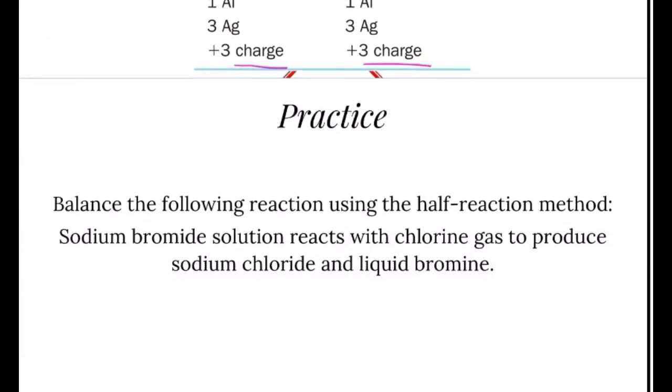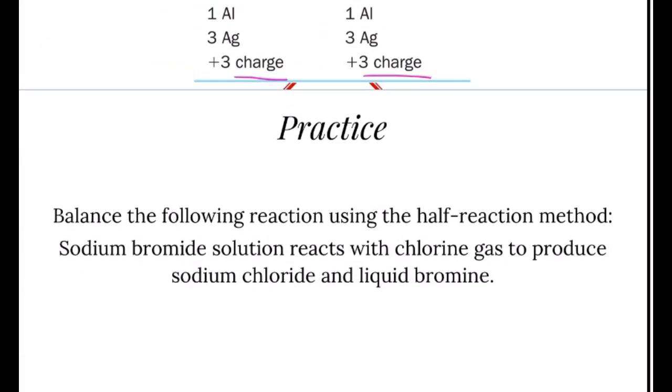So why don't we go ahead and do a practice. You're going to balance the following reaction using the half reaction method. Sodium bromide solution reacts with chlorine gas to produce sodium chloride and liquid bromine. So take a pause here and try this one out.